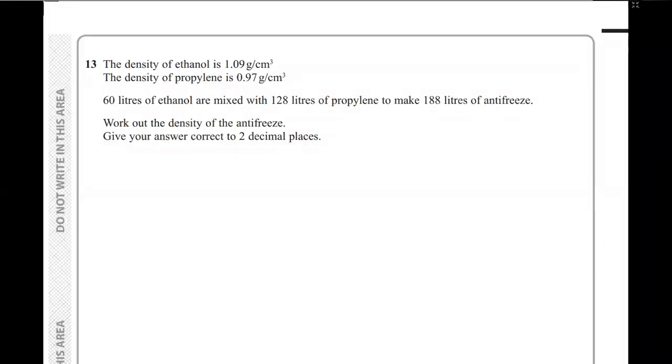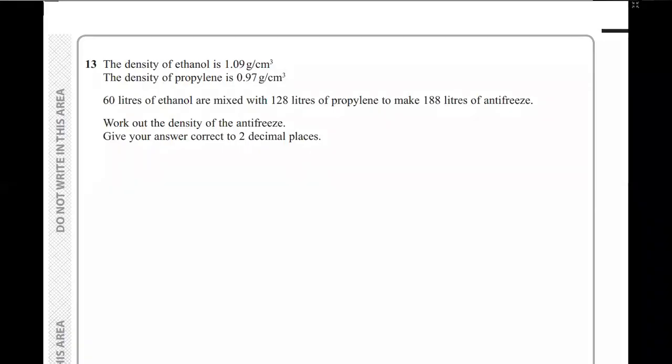Question number 13. The density of ethanol is 1.09 grams per centimeter cubed. The density of, what is this word, Alishba? Is it propylene? Is 0.79 gram per centimeter cubed. 60 liters of ethanol are mixed with 128 liters of propylene to make 180 liters of antifreeze. Work out the density of the antifreeze. Give your answer correct to 2 decimal places.